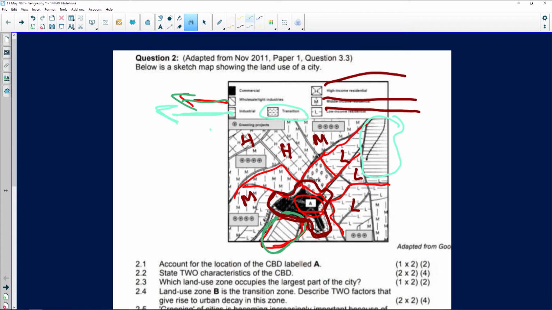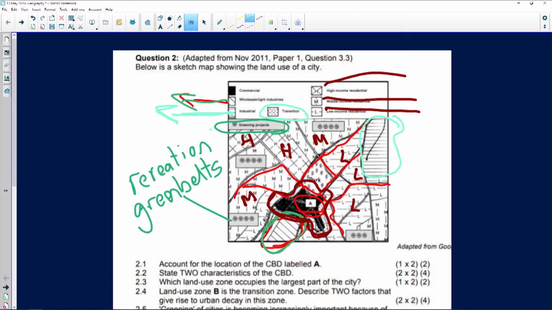Now, before we continue with the questions, just pay attention to the greening projects on the map itself. Greening projects can be recreation, or they can be green belts. What are green belts? Green belt areas are usually parks. It's considered that no building activity is allowed to take place there. It's there for recreational use for people to enjoy. For instance, Zoo Lake and Emmarentia Dam are a couple of examples in Johannesburg.